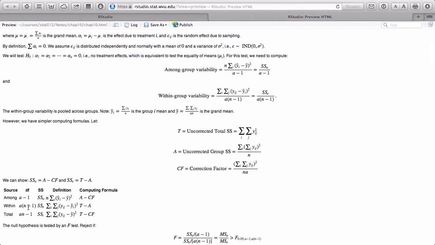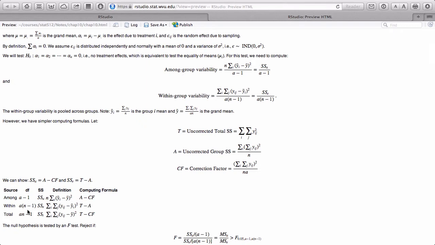Now, you may recall that when we did the two-sample t-test, we had to estimate two parameters, and therefore we lost 2 degrees of freedom. So it was n1 plus n2 minus 2 in the denominator when we pooled them. Well, in this case, it will be a times n minus a. We lose a degrees of freedom in the denominator. So the degrees of freedom within will be a times (n minus 1), or we can think of it as a times n minus a. We're losing a degrees of freedom because we're estimating a parameters.